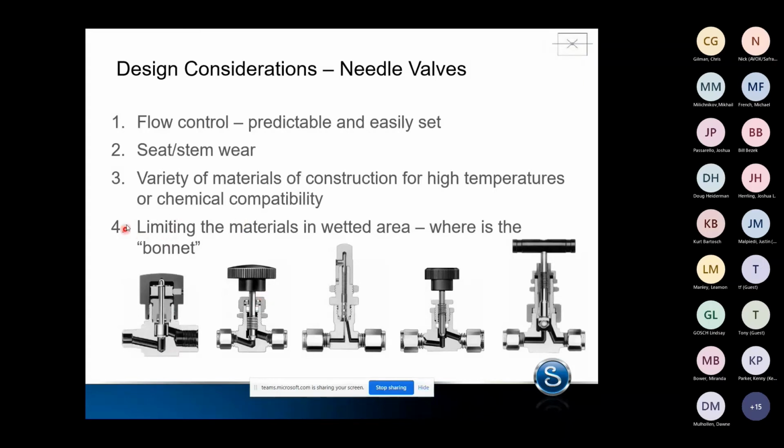And we want to be aware of what materials are wetted. So if there's concern of compatibility or material washout, we want to know where the bonnet is. Where are those actuation threads? Are they in the system media or are they isolated from the system media? Because that ultimately is going to determine the cleanliness.